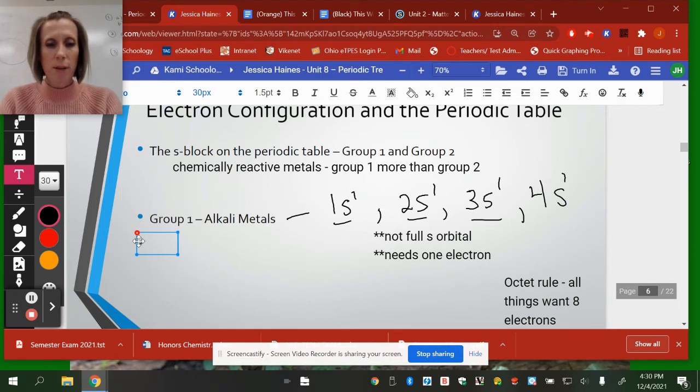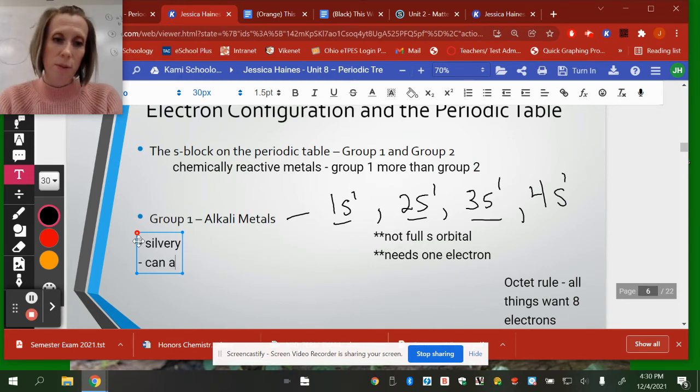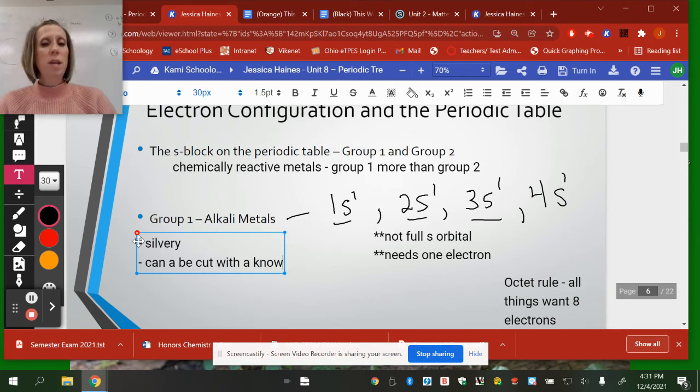So group 1, alkali metals, are silvery in appearance. They can be cut with a knife. This is a really weird one. You can take a lot of the alkali metals out of the container and cut them with a knife.